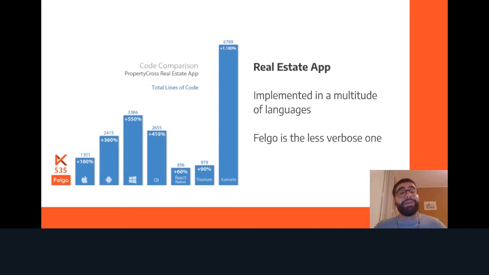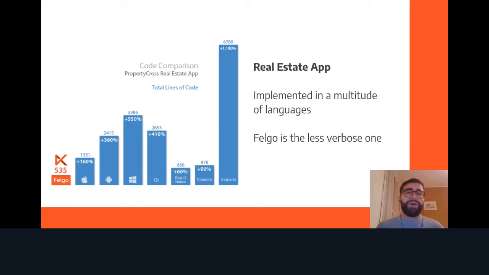The real estate application is another good example. This is a reference application that was implemented in a lot of different languages, and it's used to test the verbosity of such languages or frameworks. As we can see, the Felgo implementation is not only shorter than the Qt implementation, but it's also a lot shorter compared to all the other native or cross-platform frameworks that were tested.